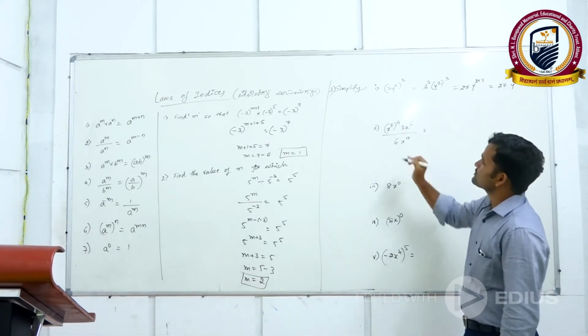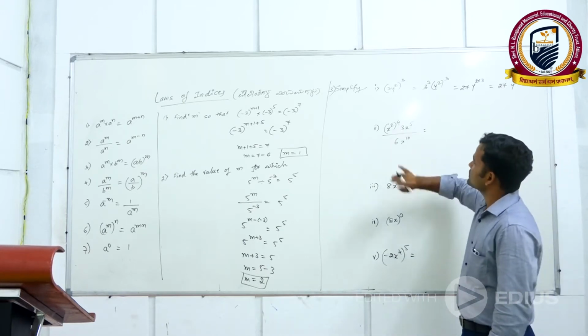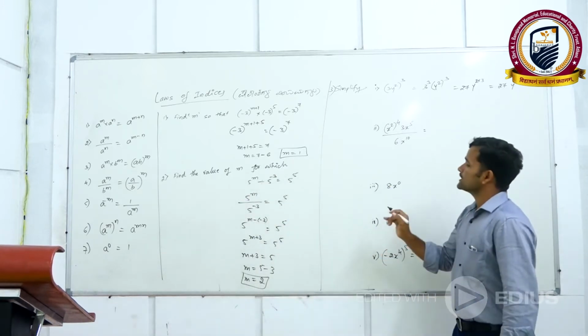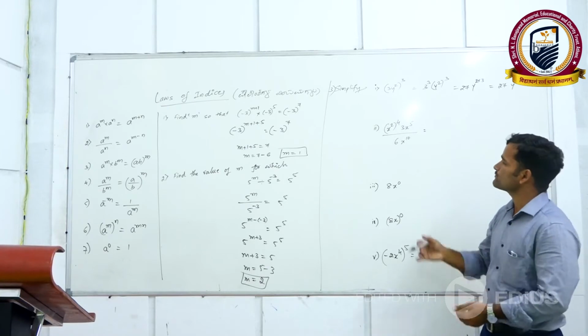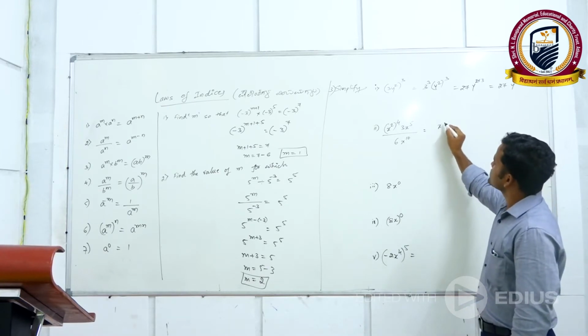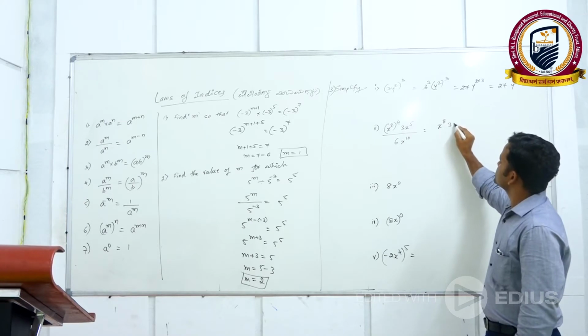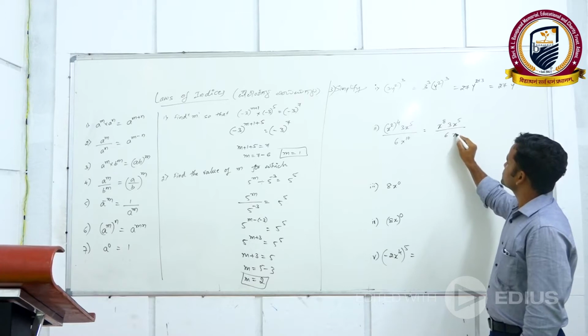Coming to the second problem under the simplify heading, x square whole to the power 4 is there. Using this sixth law of index, that is nothing but x to the power of 2 into 4, in the sense x raised to 8, which is multiplied with 3 into x raised to 5 divided by 6 into x raised to 10.